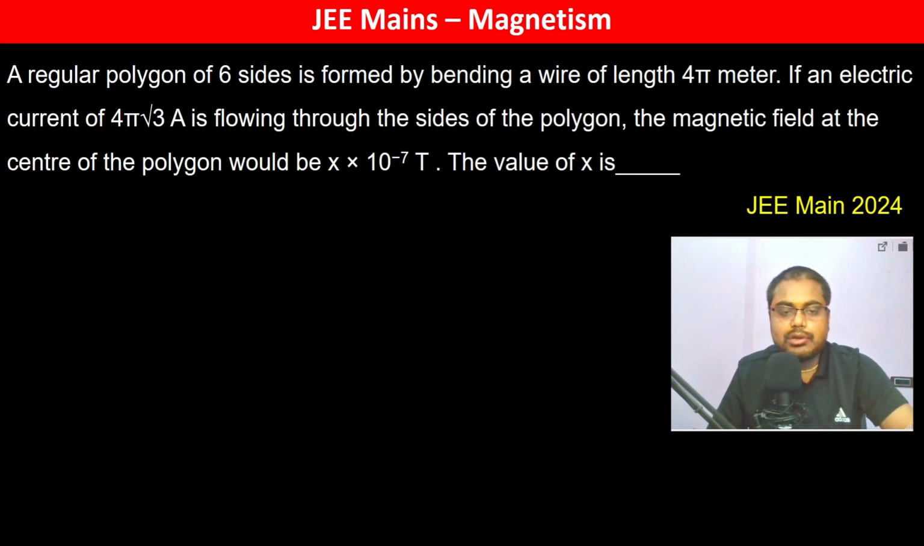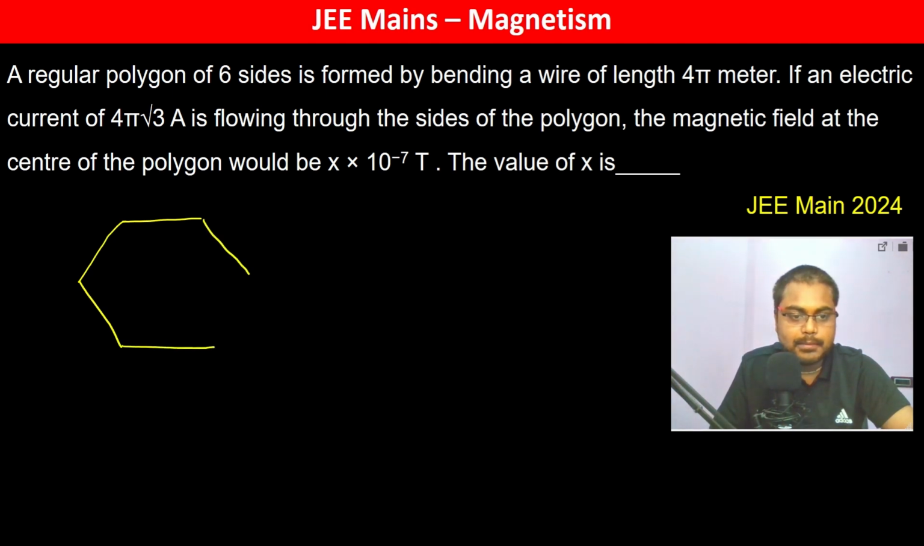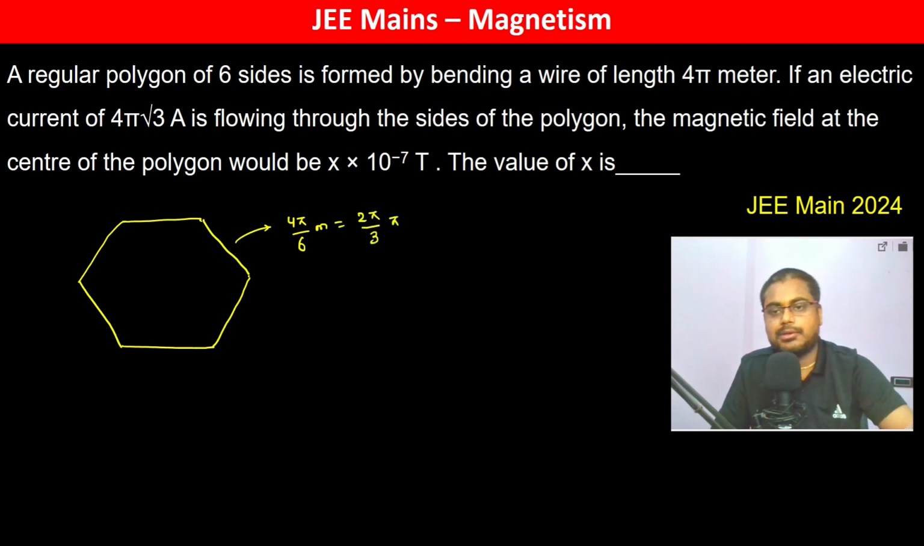So we have a regular polygon of 6 sides formed by bending a wire of length 4 pi meters. Okay, so therefore this becomes a hexagon, something like this, and one side becomes 4 pi divided by 6 meters, which is 2 pi by 3 meters. If an electric current of 4 pi root 3 ampere, so suppose this is the current which is flowing.